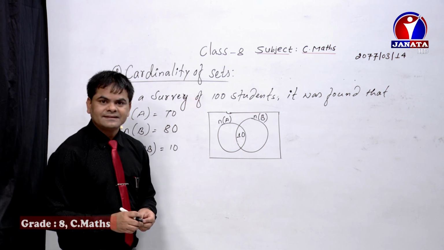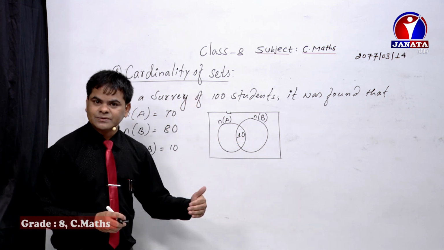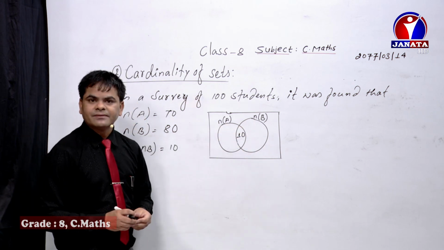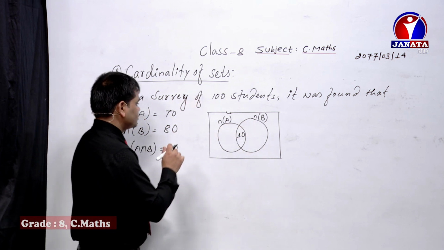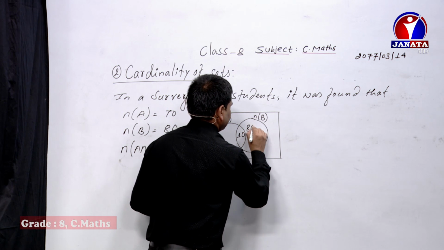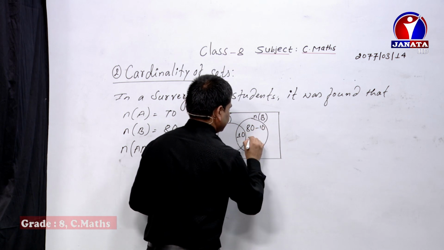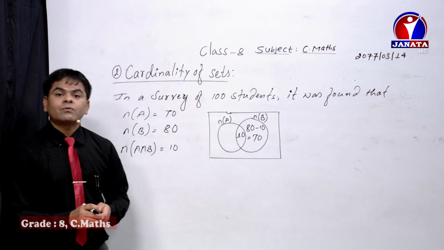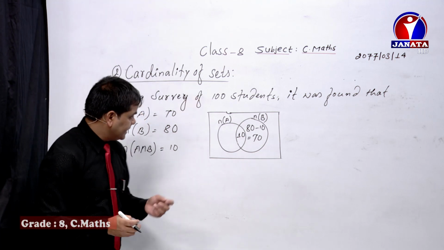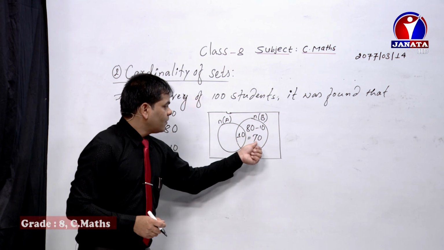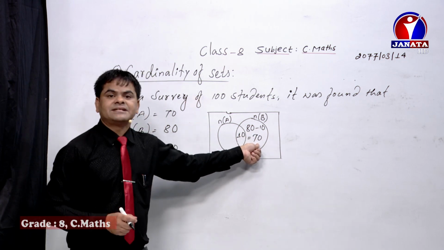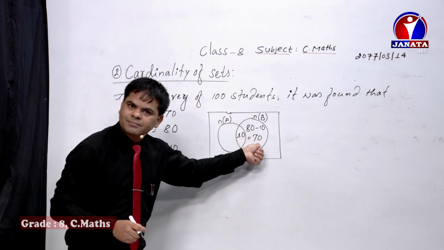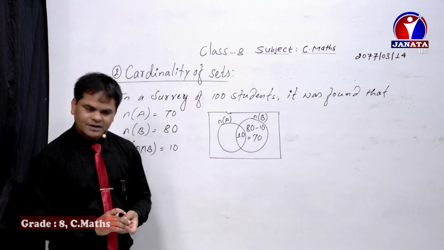To be 80, as 10 is already included, how much is to be kept in here? 70. So, 80 minus the intersected value, it equals 70. That means we need to keep 70. And what we have to understand, dear students, is that banana-only-liking people are 70. There are 70 people who like to have only banana.